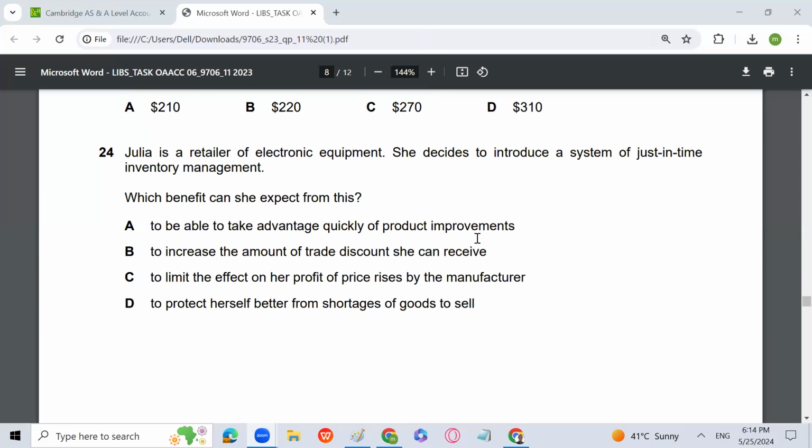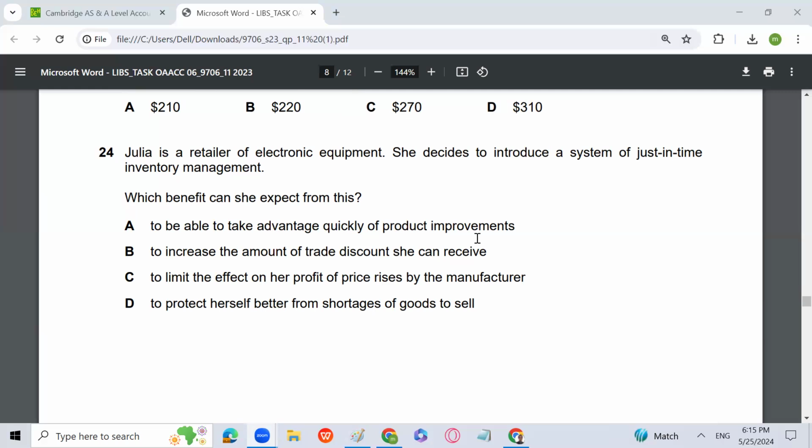To be able to take advantage quickly of product improvements. No, it has nothing to do with the product improvements. To increase the amount of trade discount she can receive. Nothing like that, because increasing the amount of trade discount she can receive is only possible when you are purchasing in bulk. But now you are purchasing just in time. You are not basically storing, so there is no storage cost. To protect herself better from shortages of goods to sell. Not that, because the chances of shortage of goods have increased when you are using just in time.